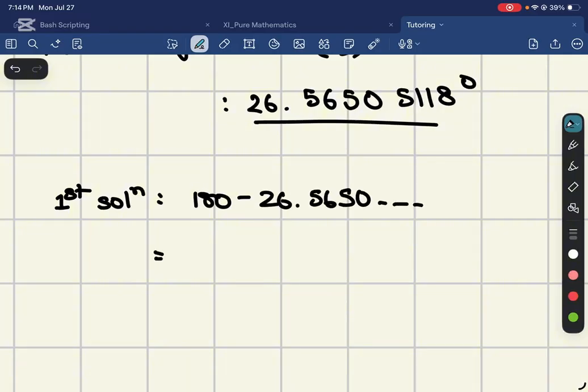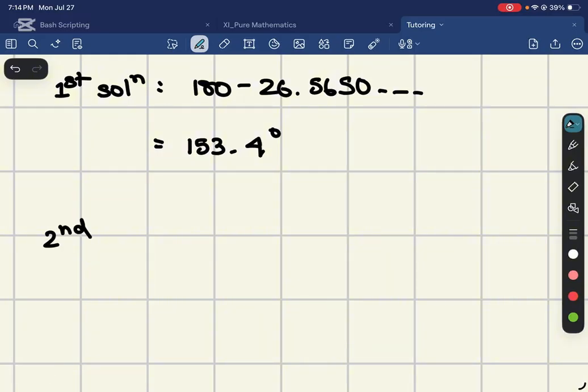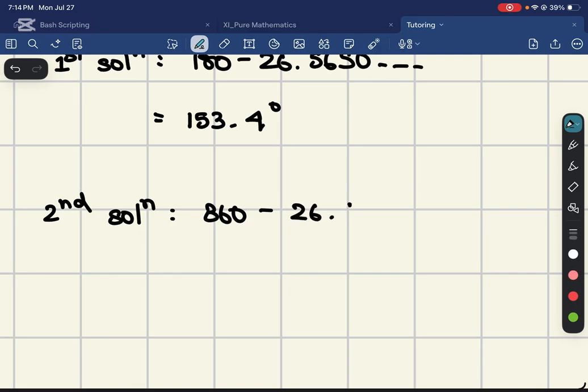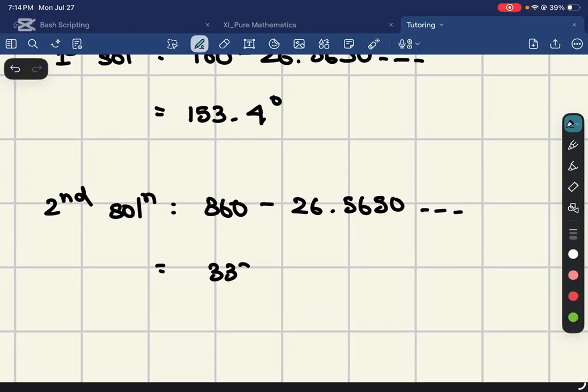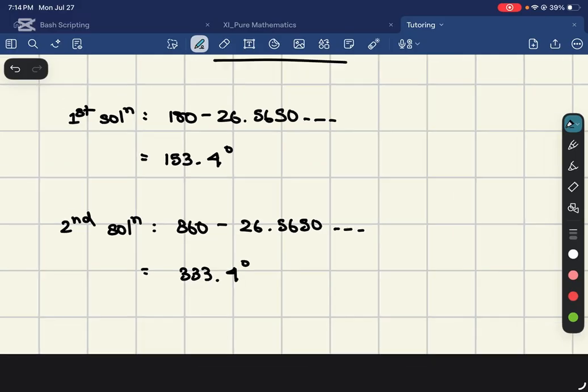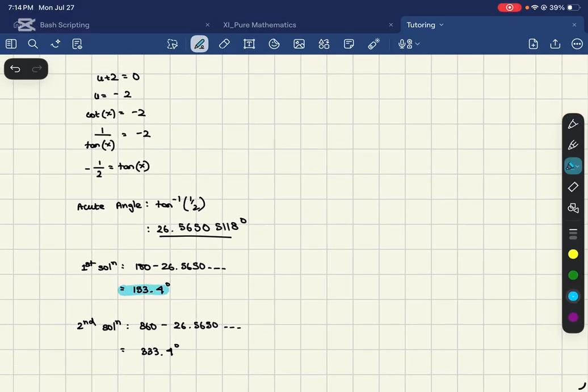And you get, so your first solution is 153.4 degrees. And tan is negative in the fourth quadrant as well. So to get your fourth quadrant solution, you just subtract your acute angle from 360. And you get 333.4 degrees. And yeah, we are done. So we are done with solving one part.